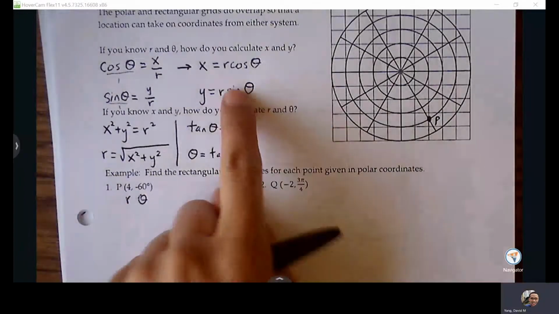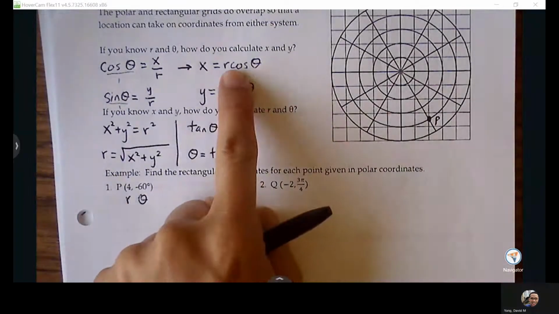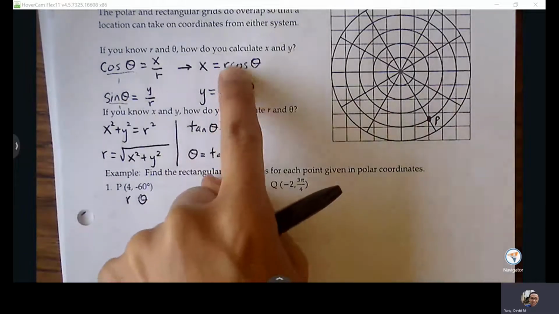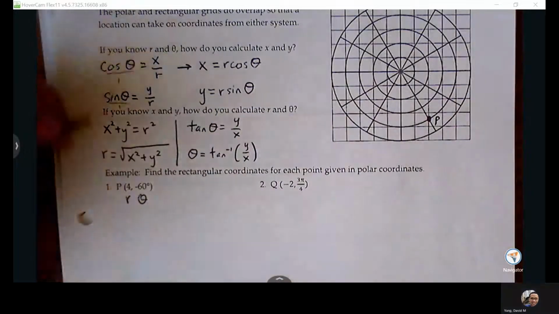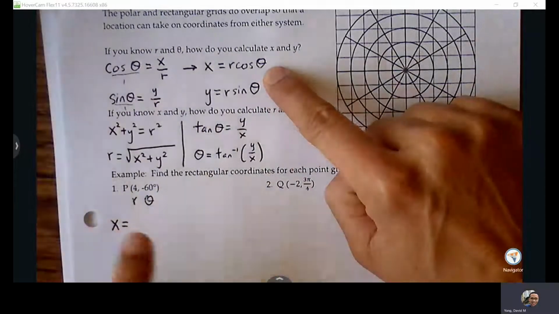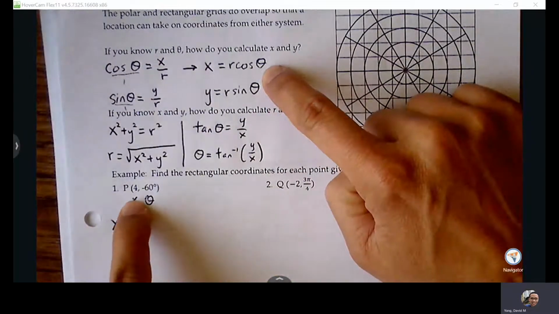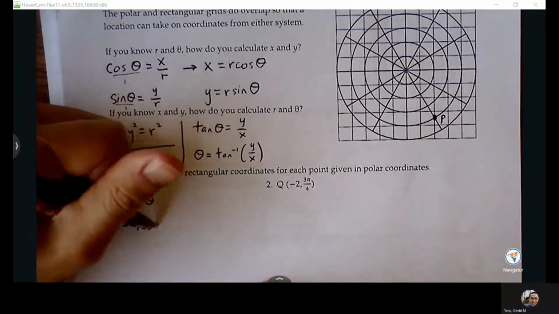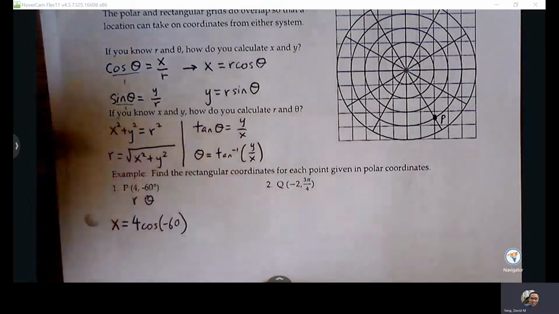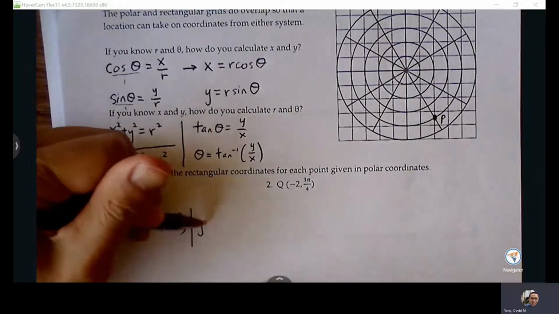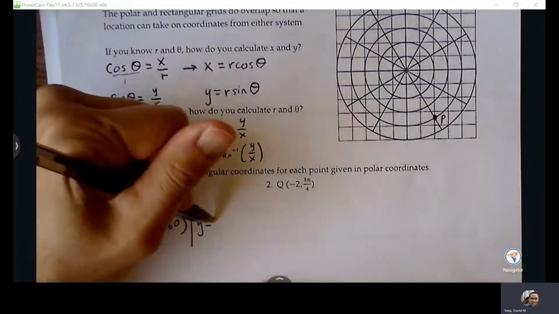So we have r and theta. We can basically convert into component form from vectors, right? You have your magnitude, you have your theta, you can find your x and y values. Okay. X equals r cosine theta, x equals 4 cosine negative 60. Y equals r sine theta.